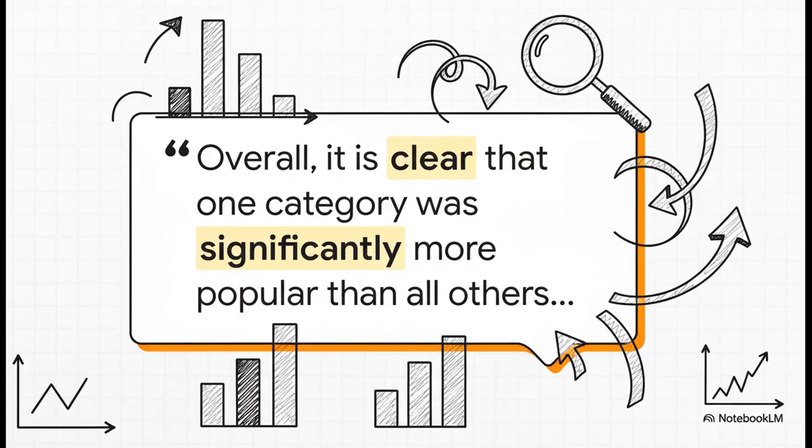So a really strong overview would sound something like this. Overall, it is immediately clear that one category was significantly more popular than all others, while another remained consistently low. See? It just points out the highest and lowest points in a general way. It's like you're setting the stage for the details you're going to give later. It shows the examiner you can spot the main trend right away.